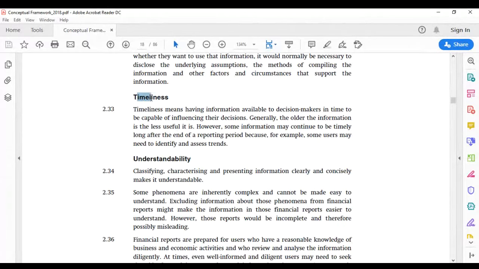Then timeliness, this also makes the information more useful or better. It enhances it. Timeliness. Now, clearly, ladies and gentlemen, I think this is possibly the easiest one of all to discuss or to understand. If you are going to have to make a decision, am I going to buy shares in company A or B or C or D?